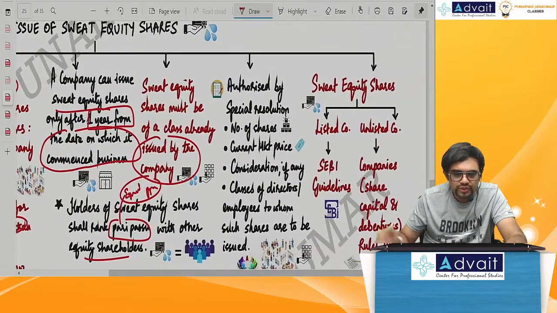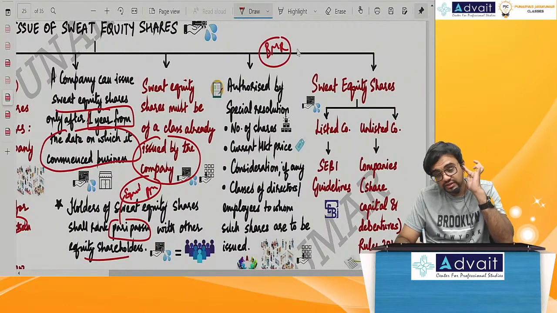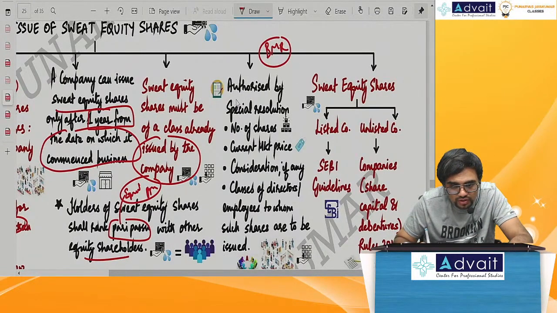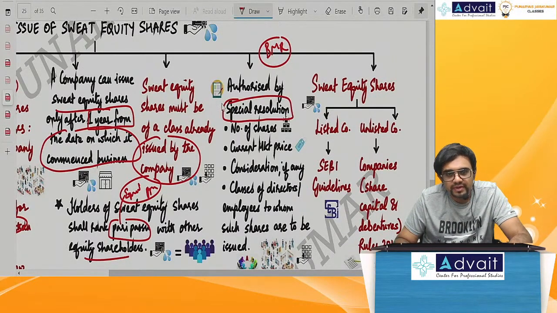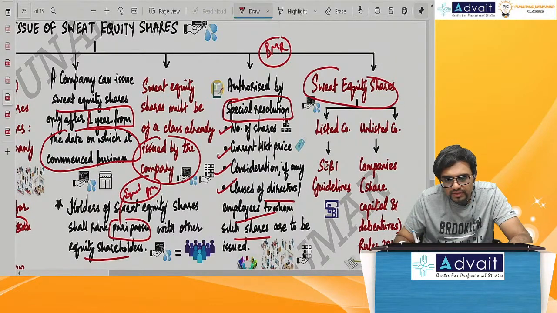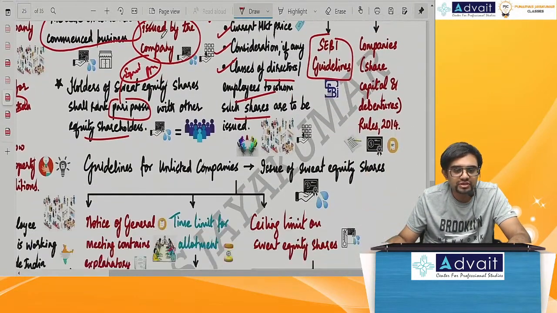Now, apart from issuing, for issuing I already told you guys it requires board meeting resolution. Apart from that, it should also be authorized by what? A special resolution. Shall be authorized by passing a special resolution. With respect to what? Should have the number of shares, current market price, consideration if any, classes of directors, employees to which such shares are issued, and all these things. And then sweat equity shares for a listed company, I have to blindly follow SEBI guidelines. For an unlisted company, I should follow the company share capital and debenture rules.